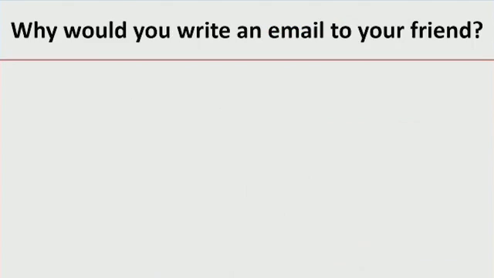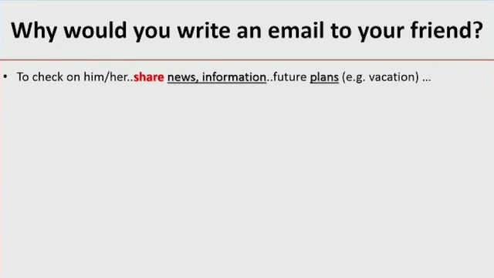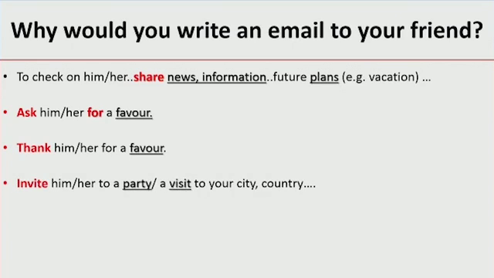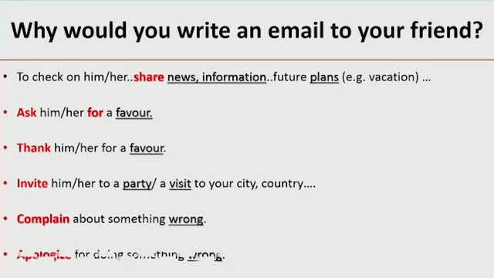Okay, good. And the question I asked you, and I ask you again: why would you write an email to your friend? What are the reasons for writing this email? Do you remember? So we have to check on him to say, hi, are you okay? Share news, information, future plans, for example vacation. Ask him or her for a favor, please, can you give me something? Thank him or her for a favor, thank you for doing something good to me. Invite him or her to a party, or a visit to your city or country. Complain about something wrong. You don't like something, you're not happy with something, and you complain using the email. You apologize for doing something wrong. You say, I'm so sorry, my friend, I didn't mean to hurt you, and so on and so forth.